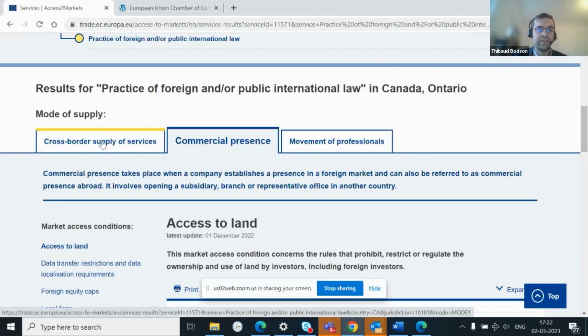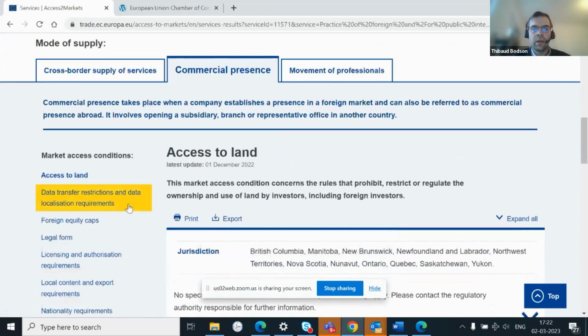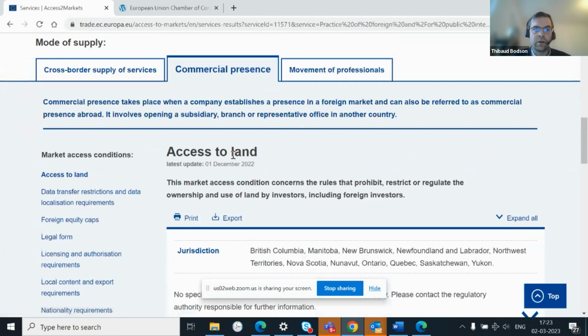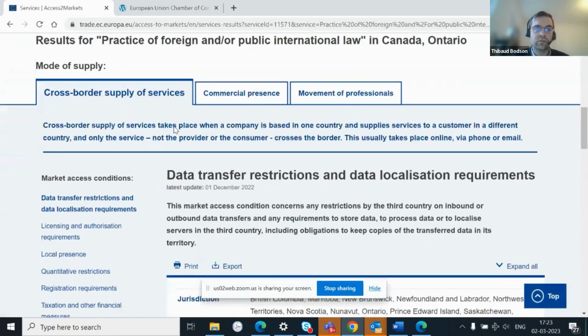Or the third one is via cross-border supply of service. What is that exactly? Well, it's when you stay in your country, so you are in Brussels and you stay in Brussels, but your client is based in Canada, in Ottawa, for instance, and the client will also stay there, and you will provide a service via phone or via email or any kind of other technology. So that's what you will have to select. Say in this case that you want to do that cross-border.